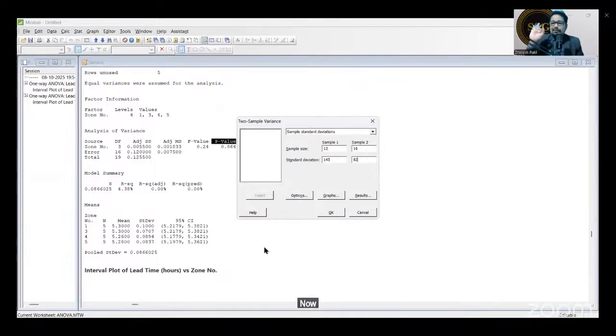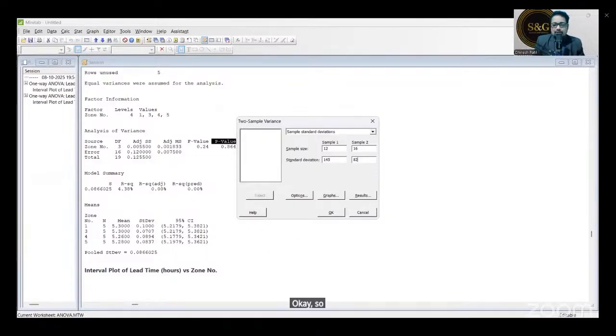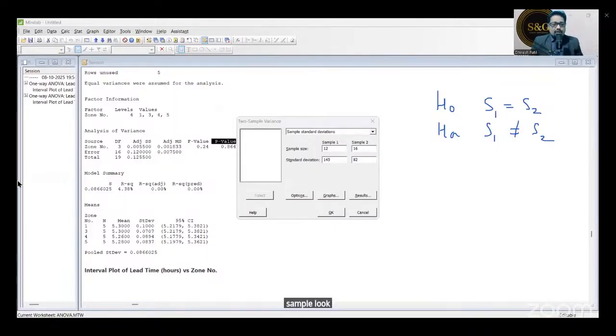Now the remaining fundamental remains. We just have to check the p-value, that's it. So what is the null hypothesis and alternate hypothesis here? Null hypothesis will say that standard deviation of S1 is equal to standard deviation of S2. Alternate will say standard deviation of sample 1 is not equal to standard deviation of sample 2. Now we will click OK and check the p-value.